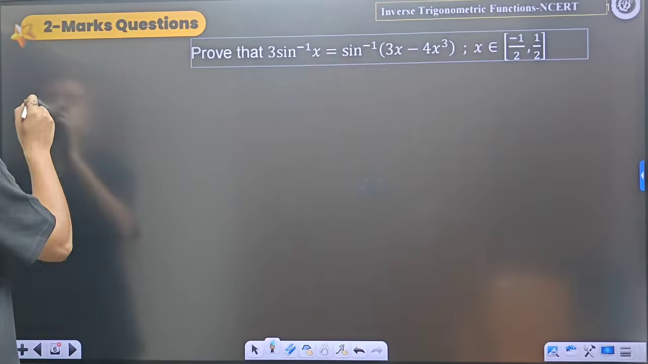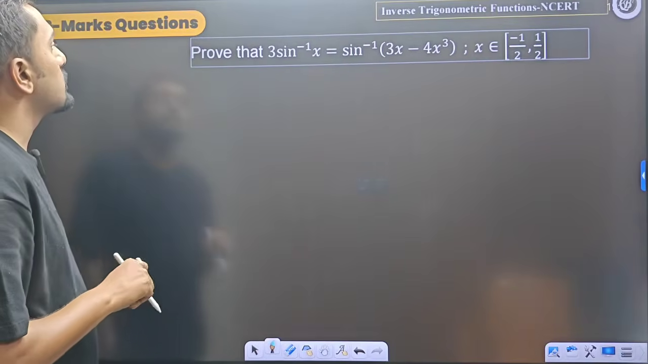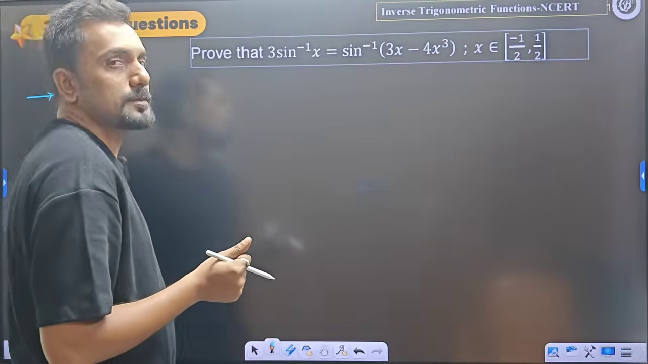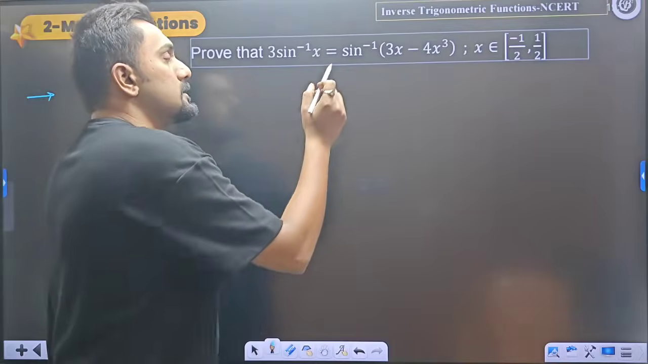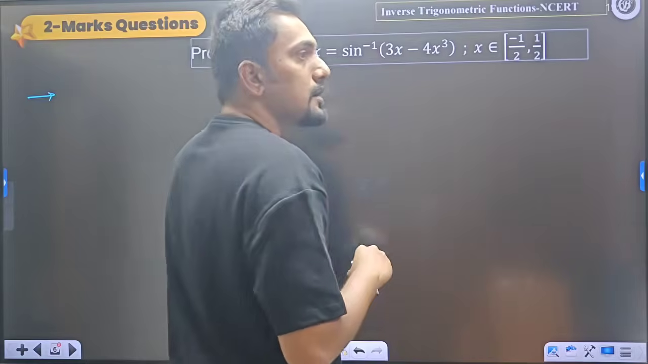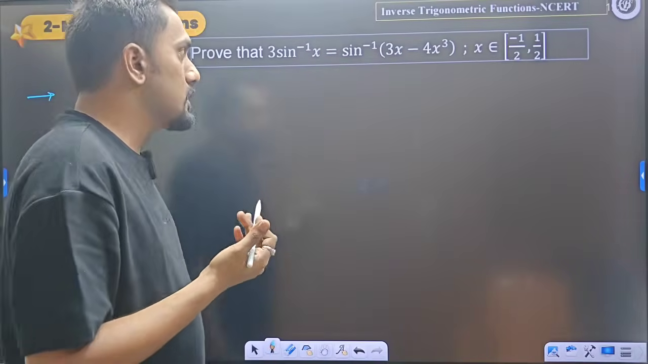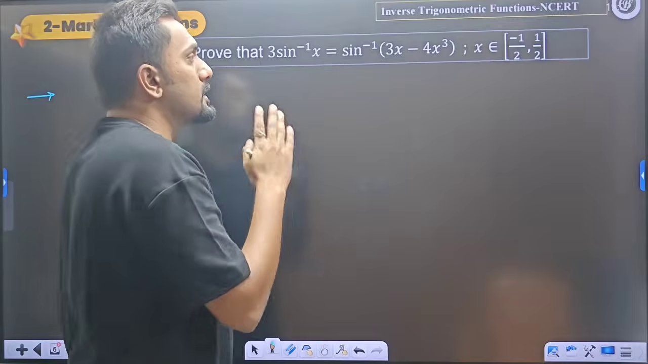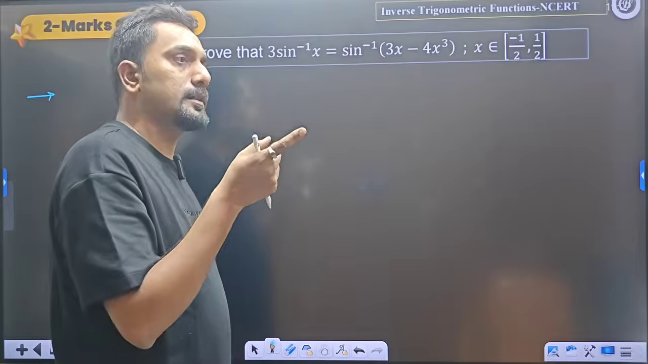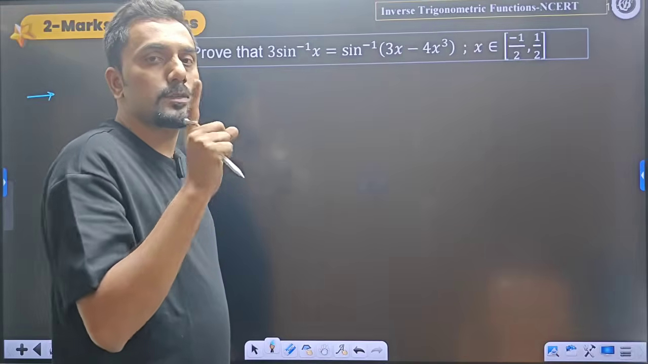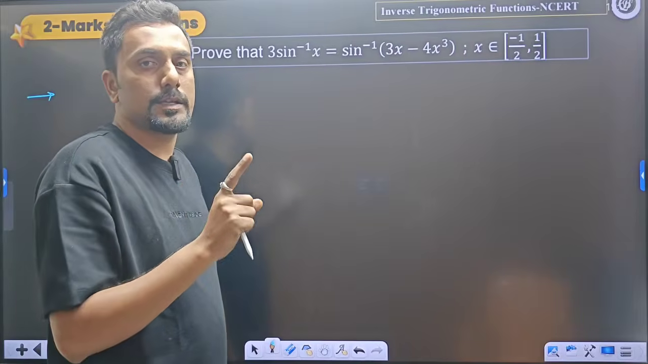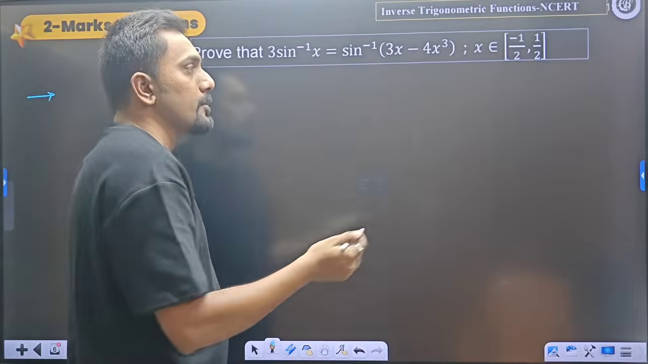The next question is for 2 marks. Prove that 3 sin inverse x equals sin inverse of 3x minus 4x cube. See, this is of the form 3 sin theta minus 4 sin cube theta. What might occur to you is, how will you come to know that this is the same form? How to use the substitution? For that, in the beginning itself I have told you that you should be strong enough in trigonometric identities. Then only it is very easy to make the substitution, right?